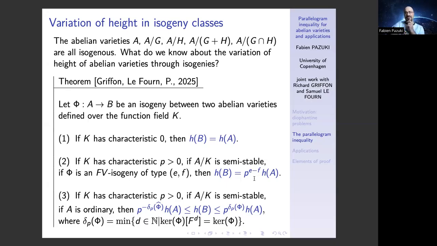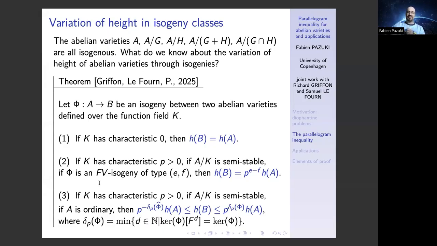So what does it mean? Let's just take one easy example, you just do the Frobenius. So e is 1, f is 0. Then the height of B, the target, is P times the height of A. So not only are they not constant, but you see they can be increased by a lot. And then if you only have V as an isogeny, then e is 0, f is 1. So suddenly the height goes down, and it's 1 over P times the height of A.